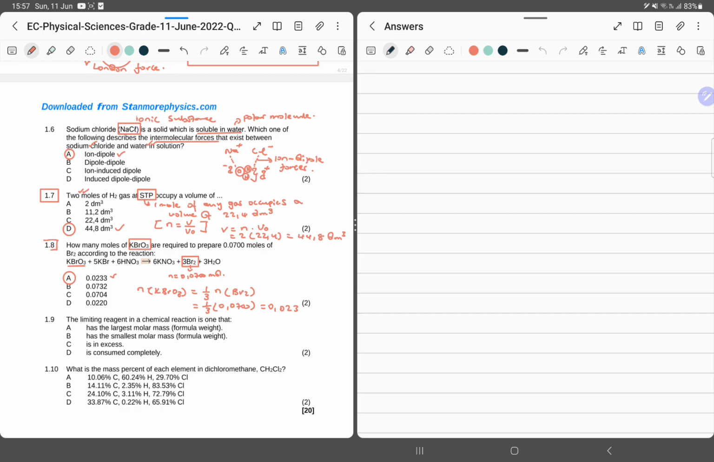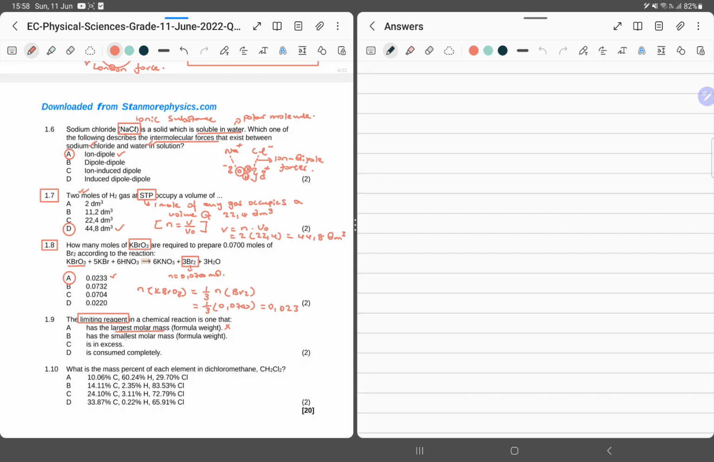Again, it's one of those where you need to know the molar ratios. Basically, this is stoichiometry. Now let's see, 1.9 says the limiting reagent. Now when we talk of a limiting reagent, we know this is the one that gets expunged completely in a reaction. In a chemical reaction, is it one that has the largest molar mass? Not necessarily. It doesn't have anything to do with the molar mass.